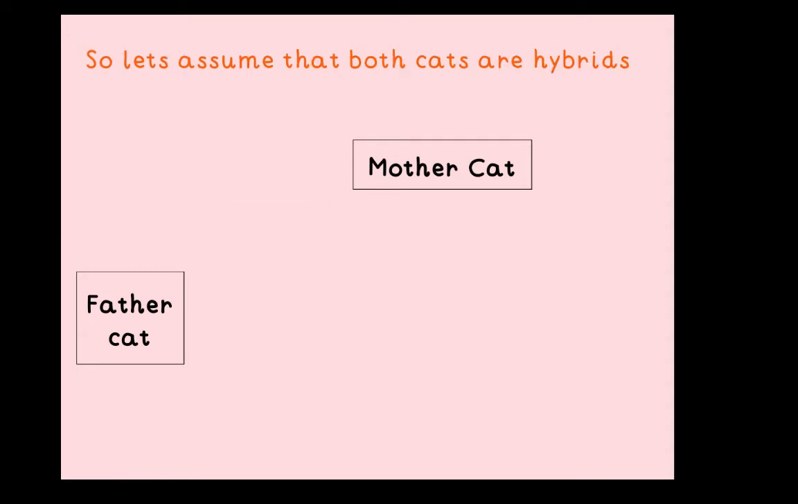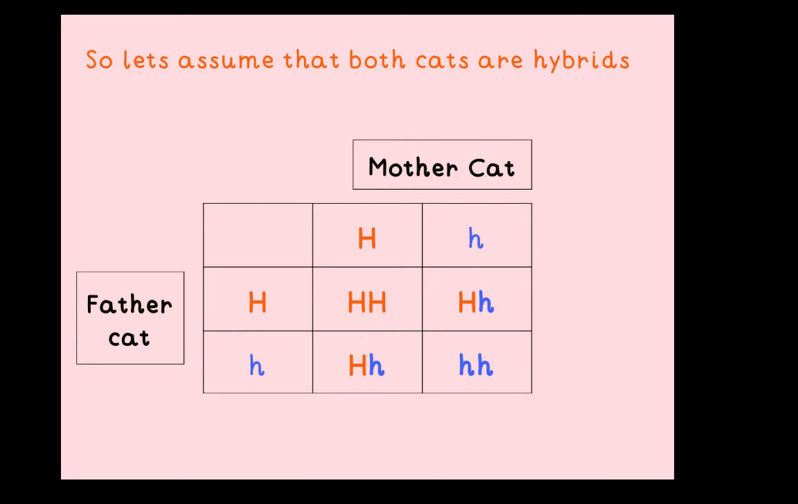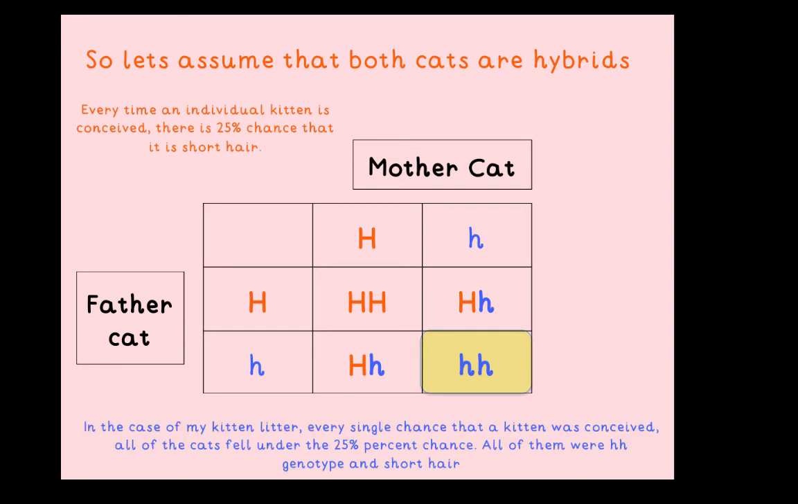So now we have to assume that both cats are hybrids. Now that we assume both cats are hybrids, something interesting happens. We can see that there is a 25% chance that the kitten will have short hair. Now this is individual for each kitten. It happens every time that a kitten is conceived. In the case of my kitten litter, every single time a kitten was conceived, all of them fell under the 25% chance. All of them were lowercase h, genotype, and short hair.